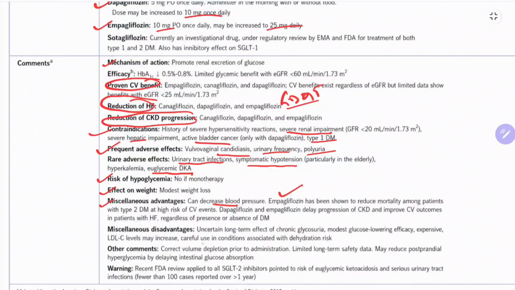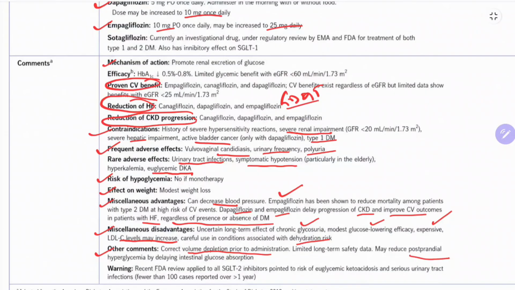Empagliflozin has been shown to reduce mortality among patients with type 2 diabetes mellitus at high risk of CVD. DAPA and EMPA delay progression of CKD and improve CV outcomes in patients with heart failure, regardless of the presence or absence of diabetes mellitus. That's why I said. Miscellaneous: they cause chronic glycosuria, modest glucose lowering efficacy, they are expensive. These are disadvantages, and LDL levels may increase. Dehydration risk is there. Other comments: correct volume depletion prior to administration.